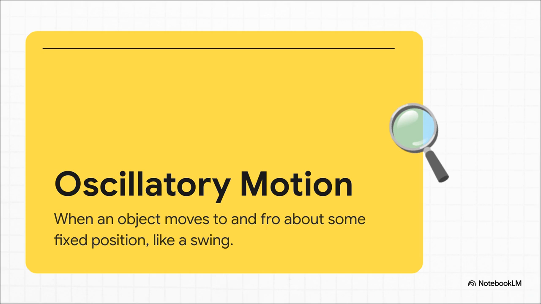And finally, we have oscillatory motion. This is any kind of repetitive back and forth movement around a fixed spot. A kid on a swing is the classic example, right? But it's also the vibration of a guitar string after you pluck it. It's motion that just keeps repeating itself.